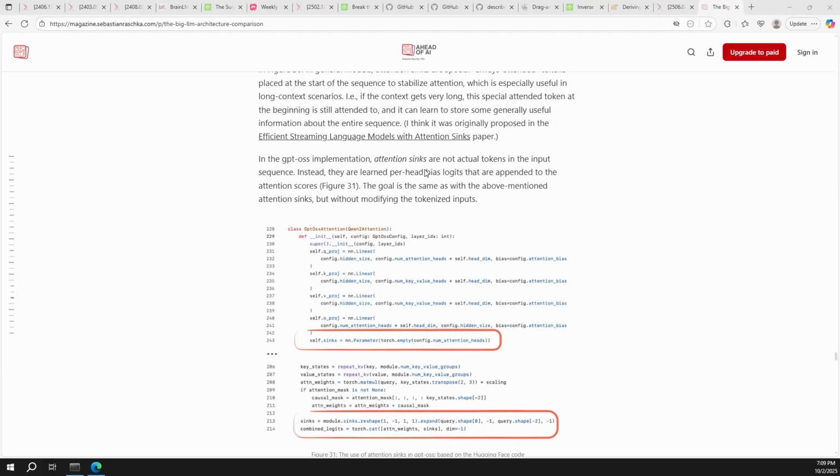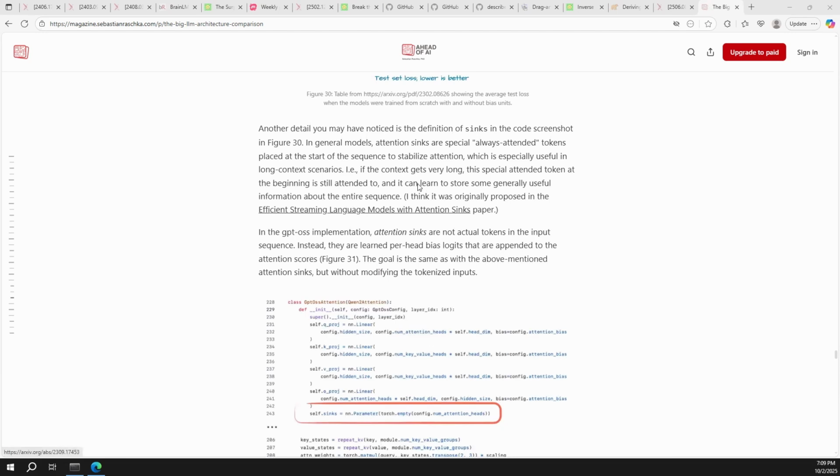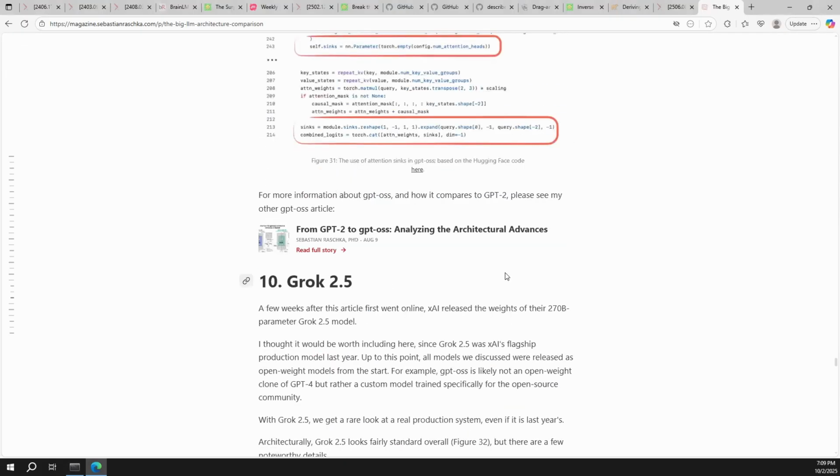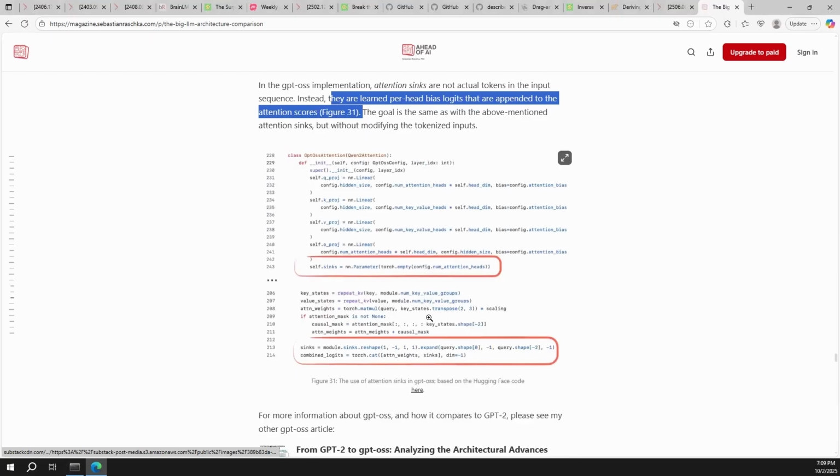Right. So this is a learned value that I assume is a product of the residual stream and a learned weight matrix, like the QKV. Yeah, I forget. Does anybody else remember? I don't remember the exact way this bias is calculated. But you can see learned per head bias logits that are appended to the attention scores. So what, figure 31? I don't see where it's in this code.